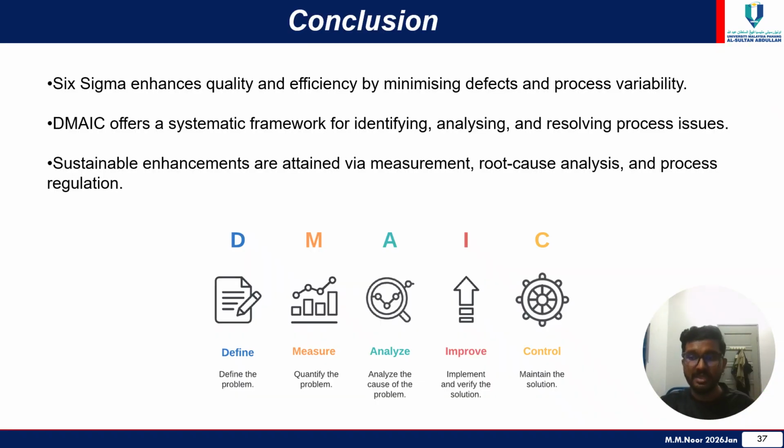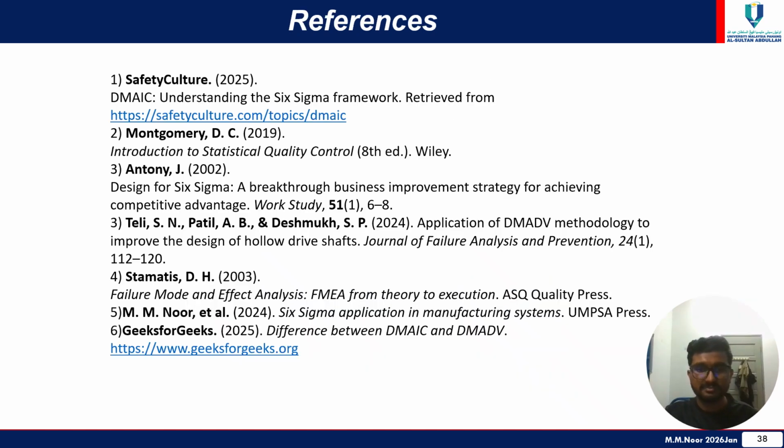In conclusion, Six Sigma DMAIC improves quality and efficiency by minimizing defects and process variability. DMAIC also offers a systematic framework for identifying, analyzing, and resolving process issues. Lastly, sustainable enhancements are attained via measurement, root cause analysis, and process regulation.